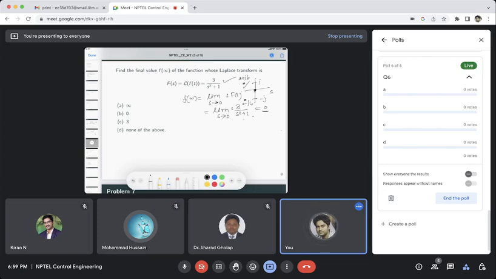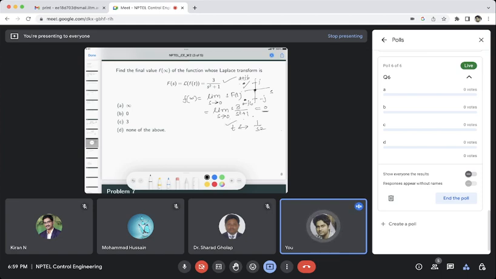Just see, multiple poles at 0 means, like 1 by s square. So what is the inverse Laplace transform of that? t. So as t goes to infinity, what will happen? This value will also go to infinity, right? And we say that infinity is not a limit. Limit means it should be a finite value. So you cannot apply.